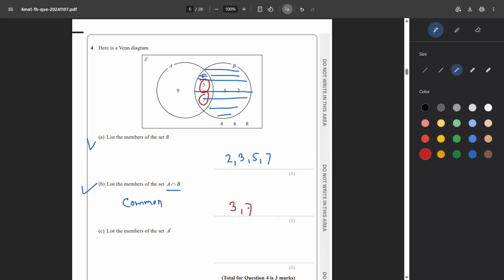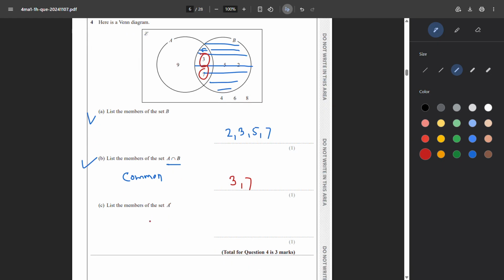So the answer will be 3 comma 7. Okay, and finally, list the numbers of set A dash.